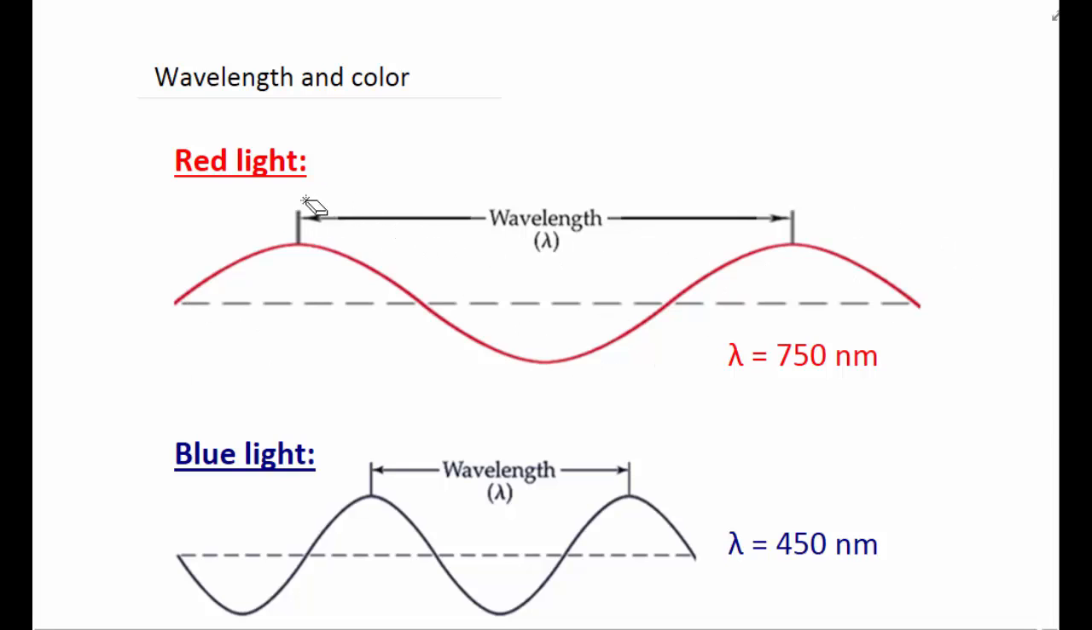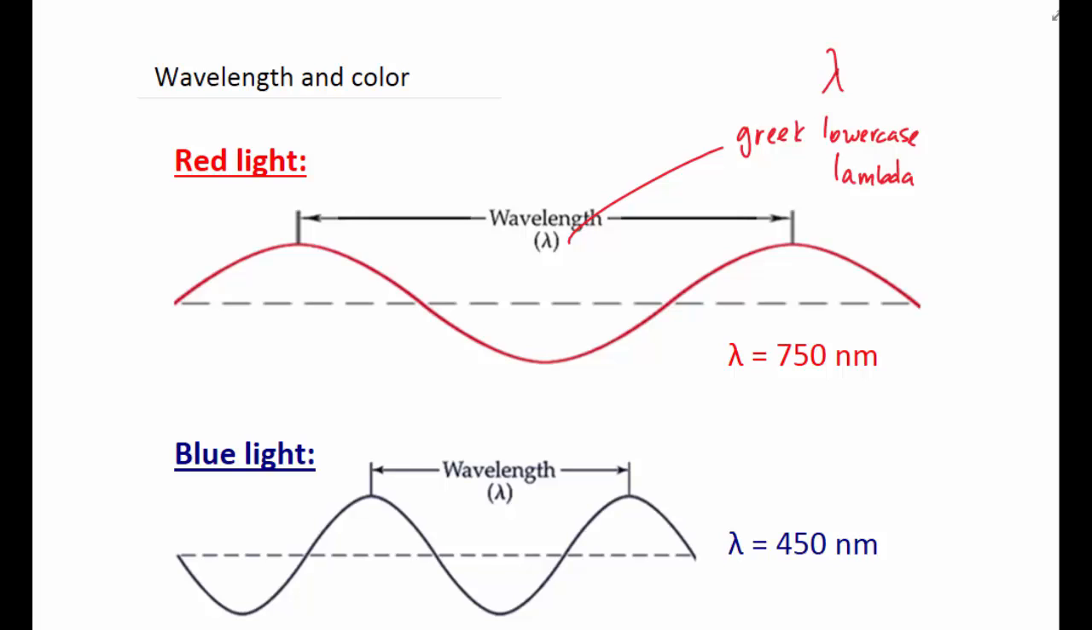The wavelength, let me show you that. That is a Greek lowercase lambda. Okay? Looks like that. That's just a symbol for wavelength, and that's just the distance from the peak of one wave to the peak of the next wave, right? Okay? So, if we look at red light versus blue light, their wavelength is different.